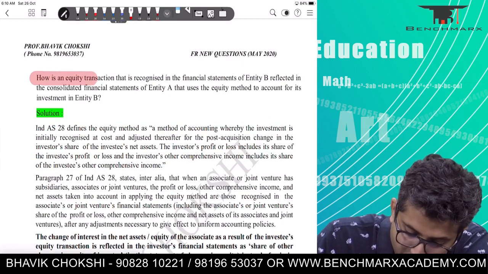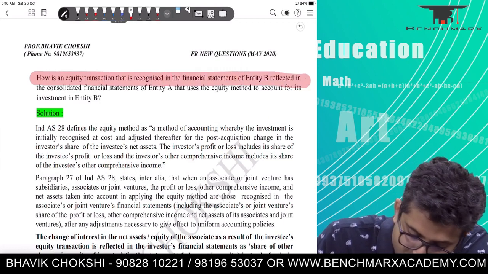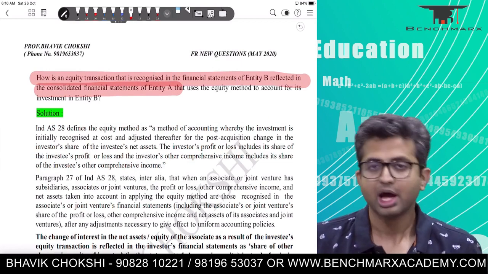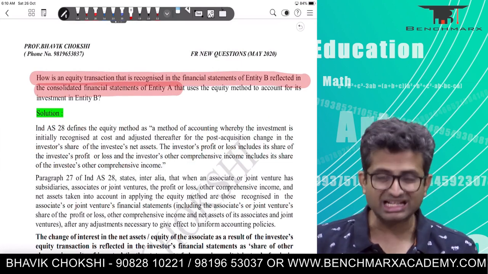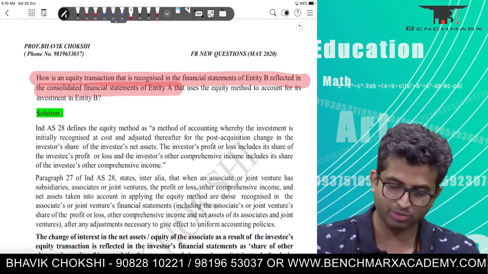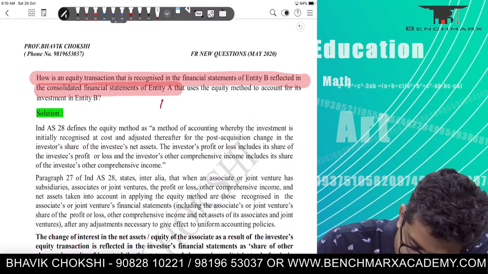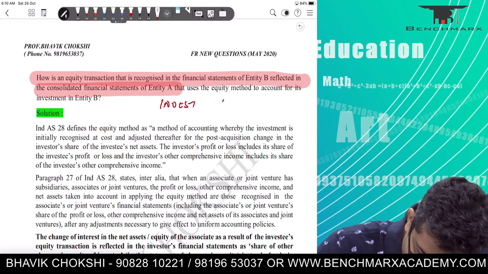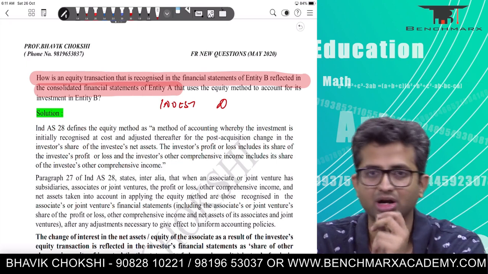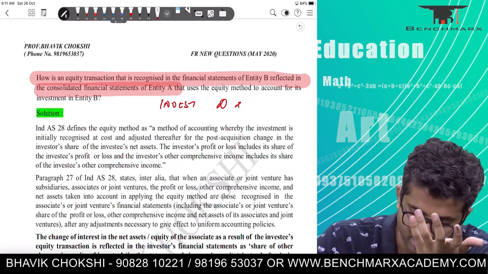How is an equity transaction that is recognized in financial statements of B reflected in the consolidated statements of A that uses equity method? So usually, for whatever is the increase, earlier it was 1000, for whatever is the increase you pass the entry, investment account debit. So even A will record investment account debit. Is there an increase in equity? Yes. How much is the increase? 100. 100 into 20% is your share, that is 20.